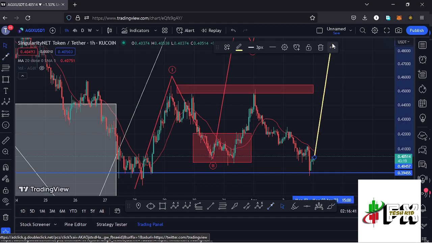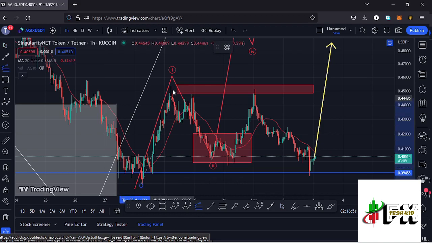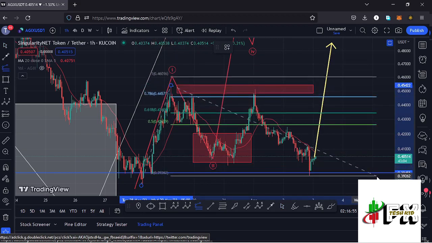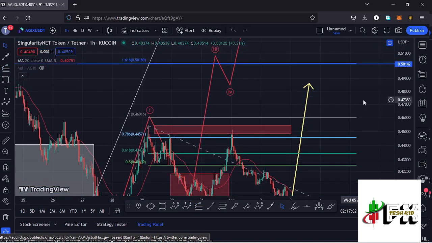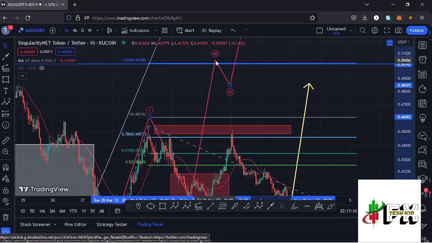And if that is the case, we can sketch out a target area to the upper side in the formation of that wave 3 using a trend-based Fibonacci, connecting it from the low of the first wave to the high of that wave 1, then dragging the fibs to the low of the second wave. And that now gives me a target area in the formation of that wave 3 at the fib level 1.618, and that is at around the $0.50189 mark. And that is the minimum that I can expect this wave 3 to the upside to do.